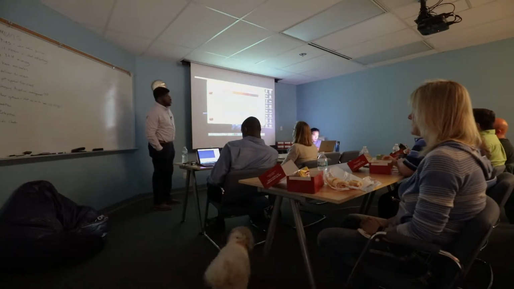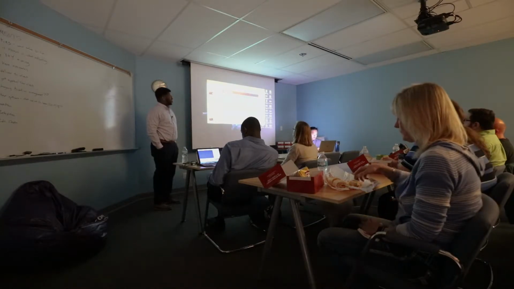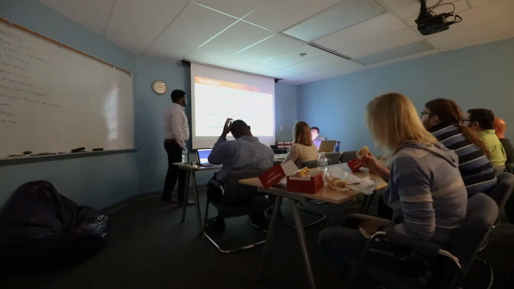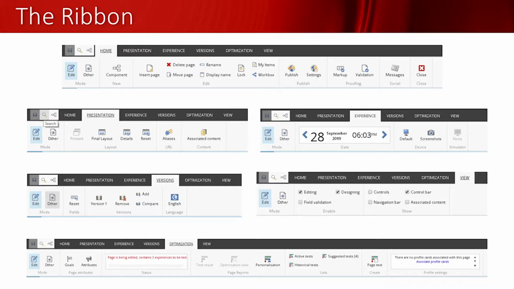I'll go through a demo as well, so we'll get to see it up close and personal, working and all of that. But this is just a brief overview of each one of the tabs. So on the home tab, you can set the display name and handle all of the configurations of an item itself. Your publish tab is where your publish settings and all of that good stuff happens. Your presentation tab is where you can determine which layout, whether it be the final layout or the shared layout.